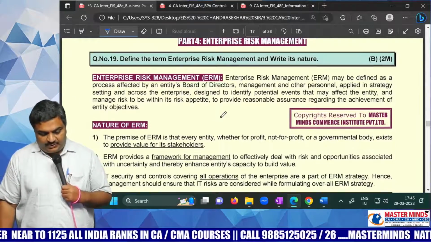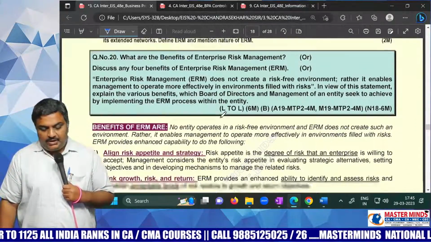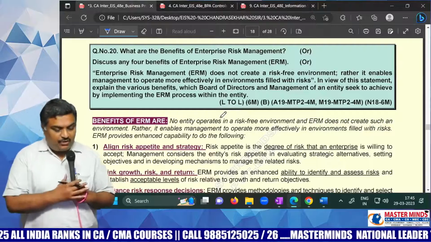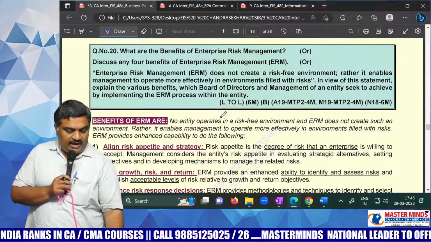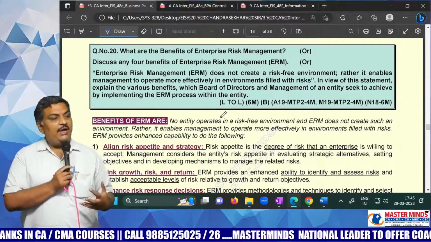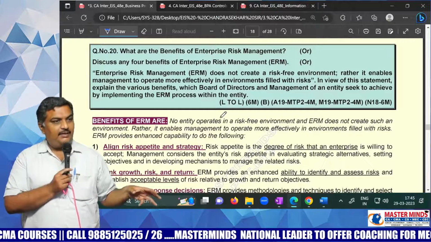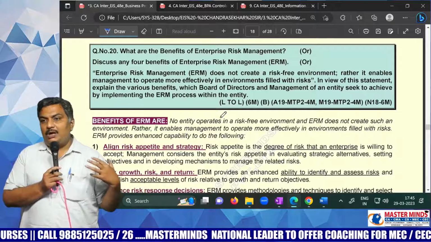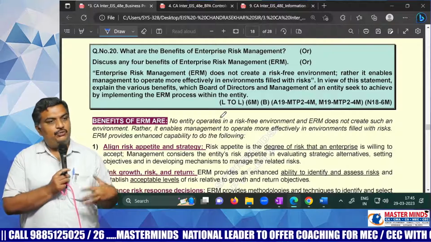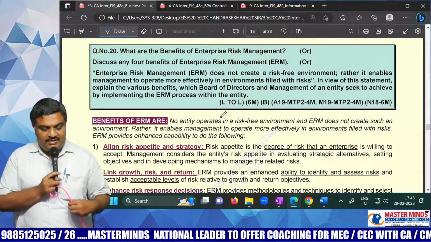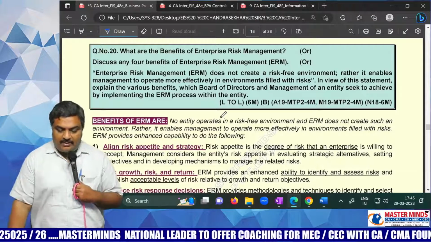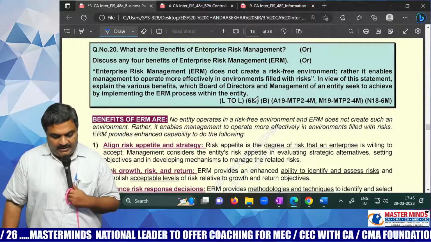Enterprise risk management. See, today, as you have seen, there are a lot of risks and every enterprise will have a lot of risks. We need to have a mechanism in every organization to analyze the risk and to come out with different controls to mitigate these risks and to manage these risks. All that comes under the benefits of enterprise risk management.